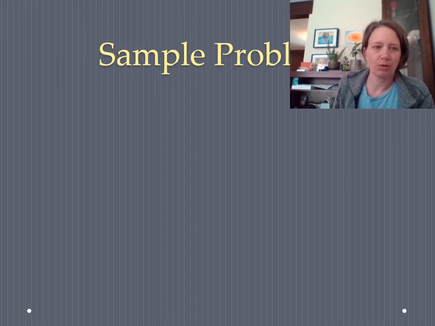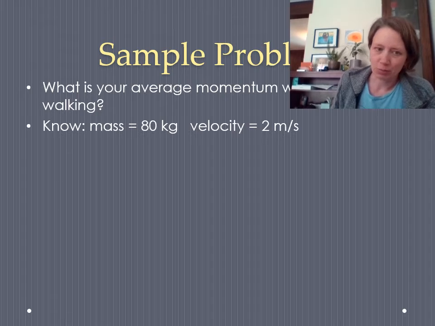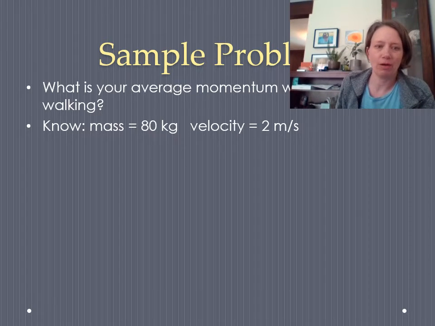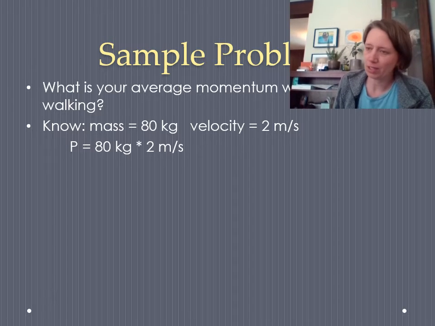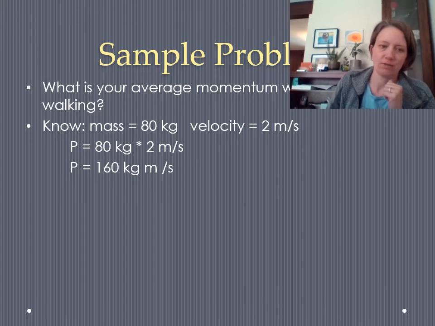So here's a really quick and simple sample problem. What is your average momentum when you are walking? Well, let's assume you have a mass of 80 kilograms and a velocity of 2 meters every second. We're going to plug it right into that equation that we just learned on the last slide. p, or momentum, equals my mass, which is 80, multiplied by my velocity, which is 2 meters every second. And you get the result of 160 kg·m/s of momentum.